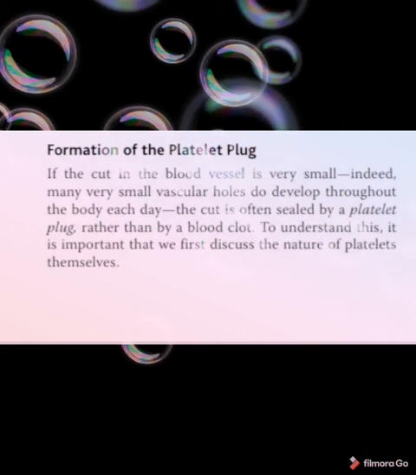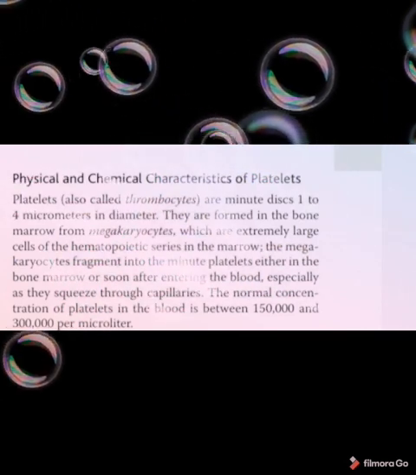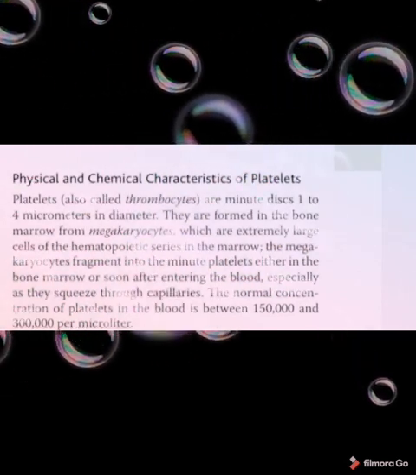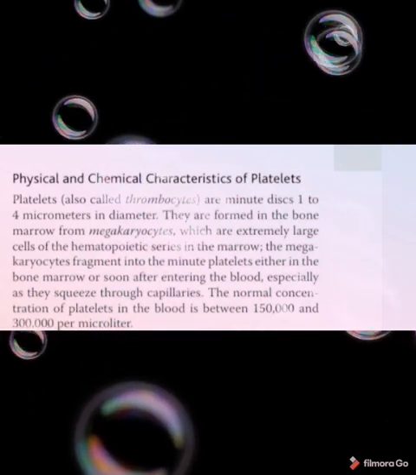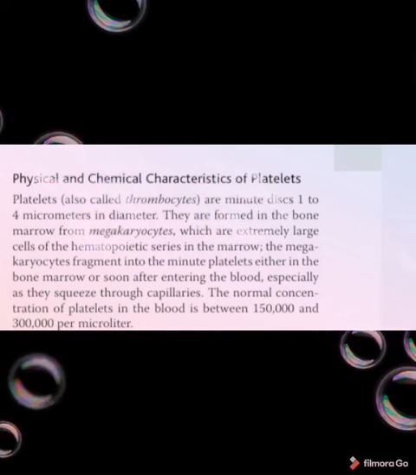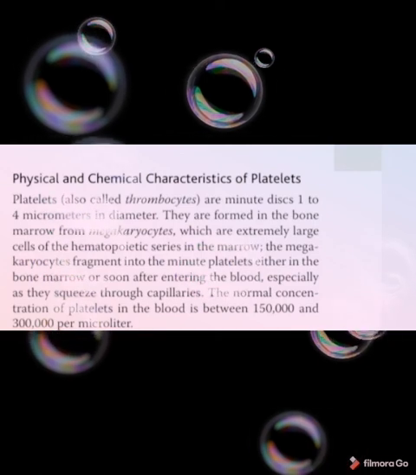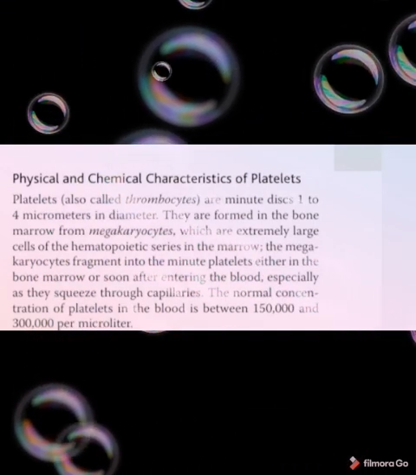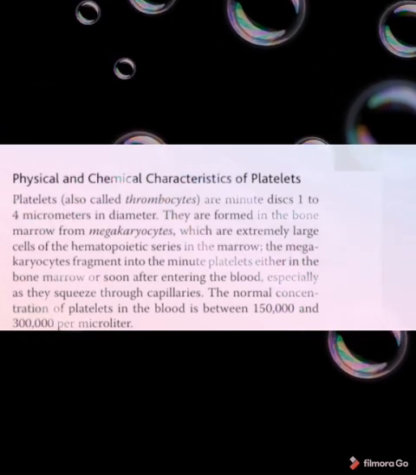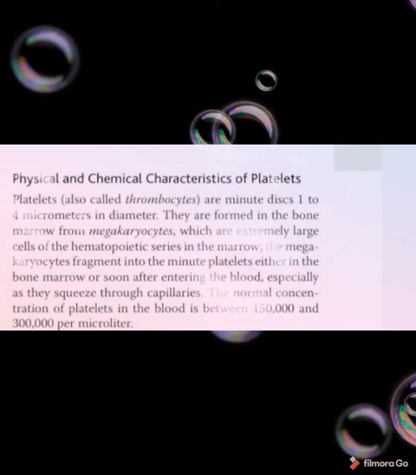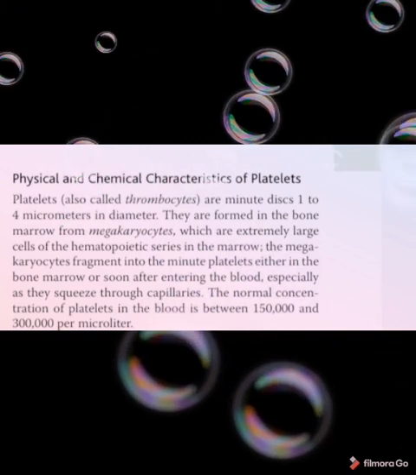Now we will see some details about platelets. First, we will see the origin of platelets. The platelets originate from a cell called the megakaryocyte. This megakaryocyte is the largest among the hematopoietic series in the marrow, and these megakaryocytes will fragment into platelets. These fragmented platelets are minute discs, about 1 to 4 micrometers in diameter.